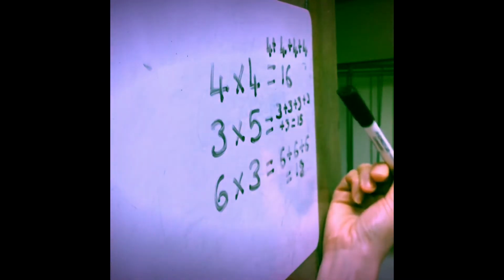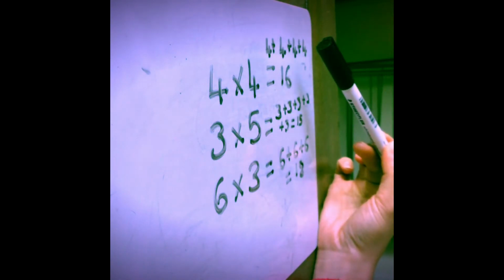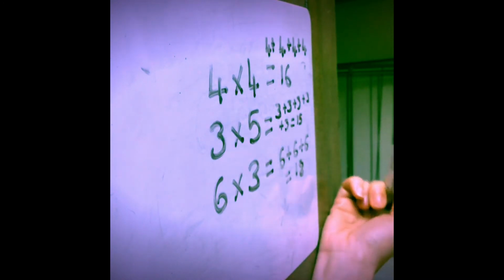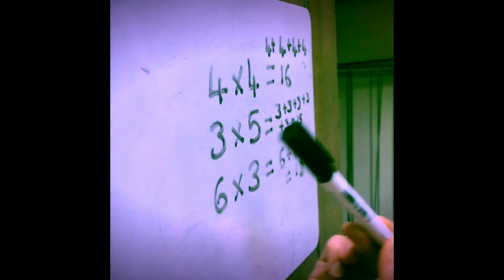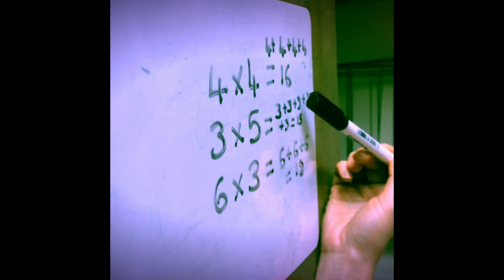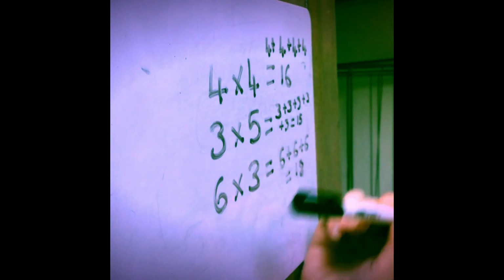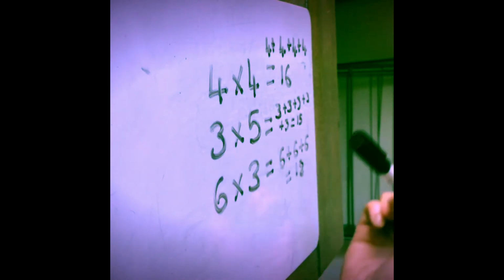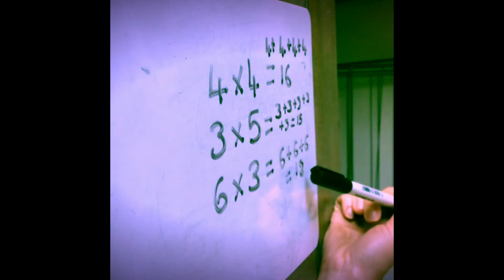So we can work out the answer to the first one by adding 4 times. 4 add 4 equals 8, add another 4 is 12, add another 4 is 16. We can answer 3 times 5 by adding 3 5 times. 3 plus 3 is 6, add another 3 is 9, add another 3 is 12, add another 3 is 15. We can work out 6 times 3 by adding 6 3 times. 6 plus 6 is 12, add 6 is 18.